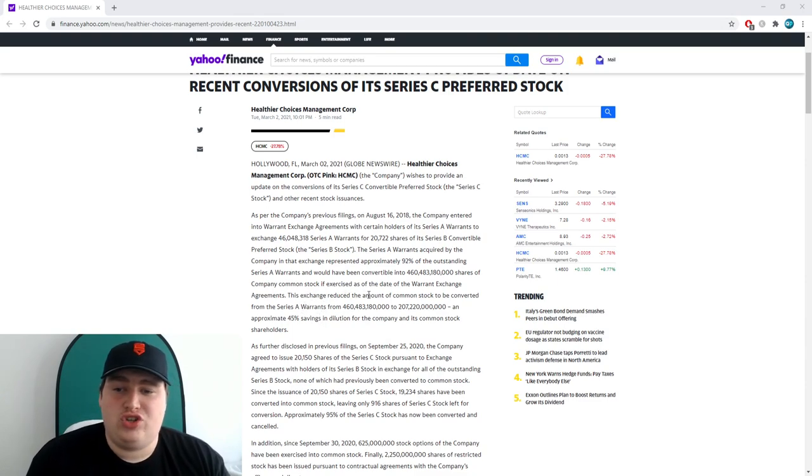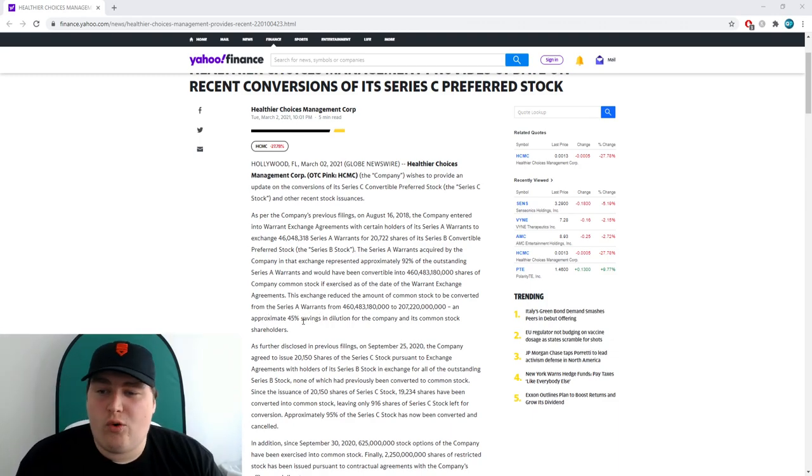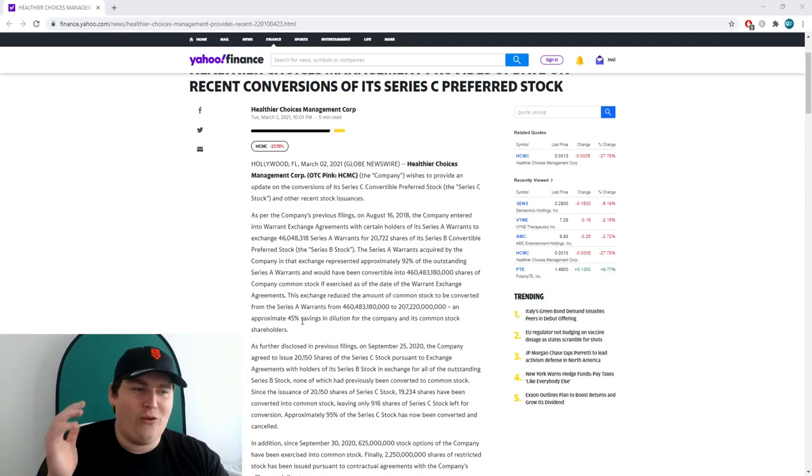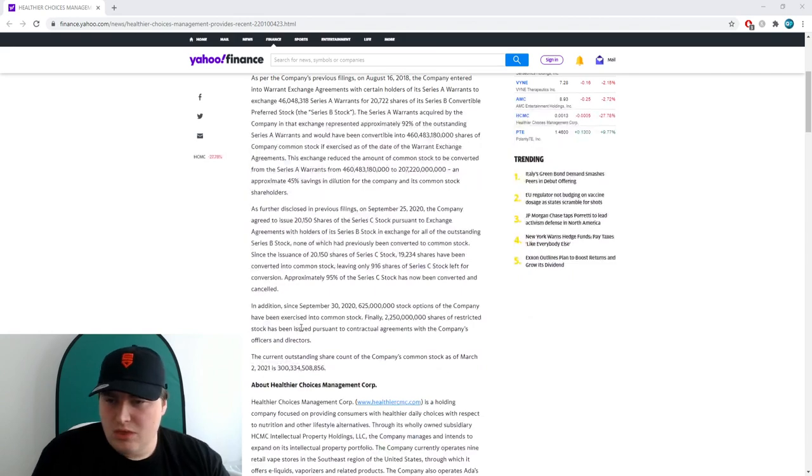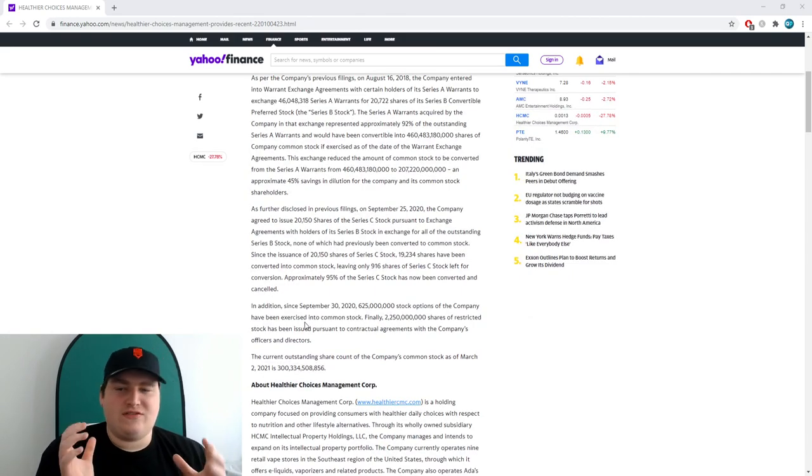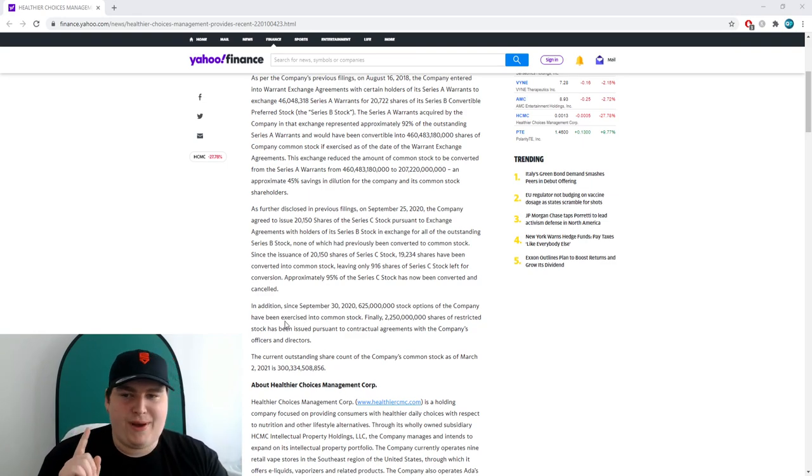This exchange reduced the amount of common stock to be converted from the Series A warrants from 460 billion to 207 billion, and an approximate 45% savings in dilution for the company and its common stock shareholdings. Now, you have to bear this in mind, this is the most important bit that I want you all to pay attention to.